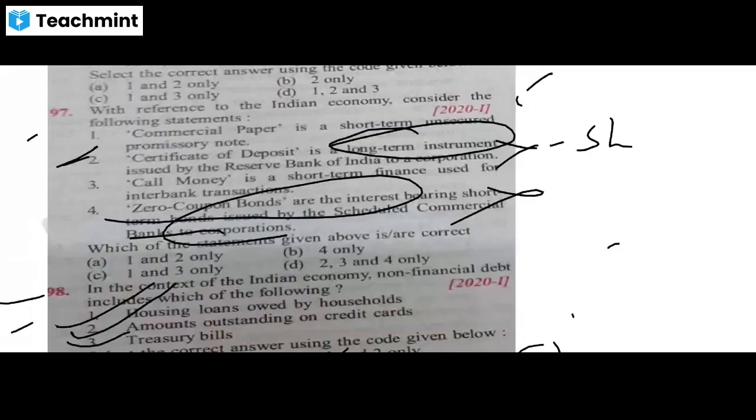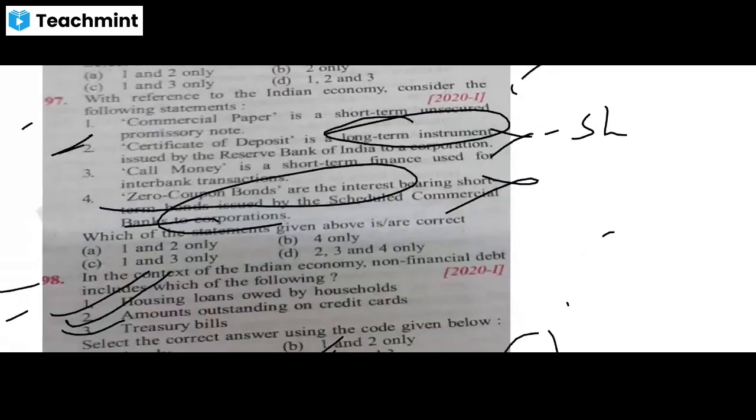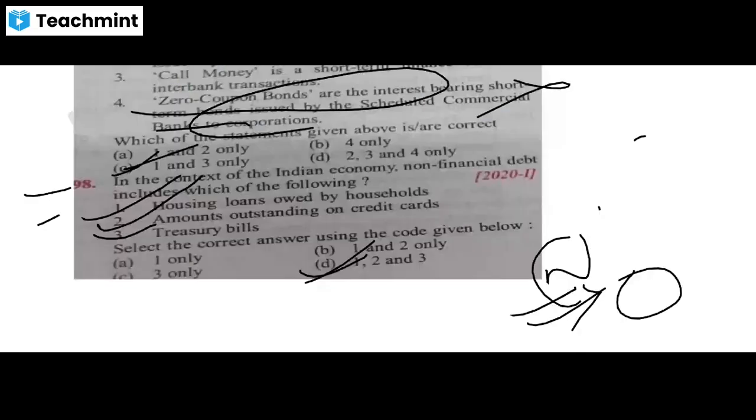Okay, so if you see statement 2, they're saying that certificate of deposit is a long-term instrument. No, it is a short-term instrument. And zero coupon bonds as interest-bearing short-term bonds, this is also wrong. So if you eliminate statements 2 and 4, the only option left is option C, that is 1 and 3 correct. Okay, so let us discuss this financial market in a bit more detail.